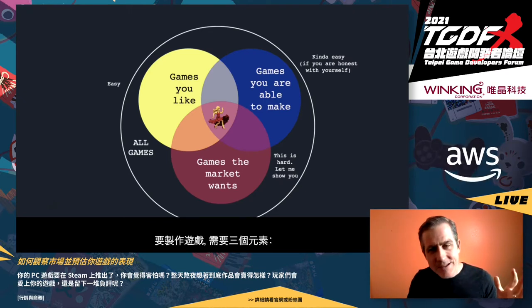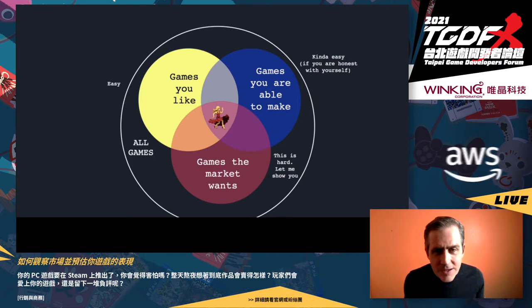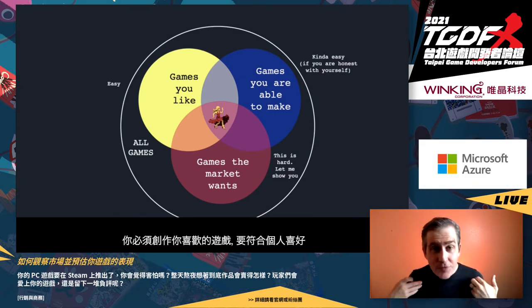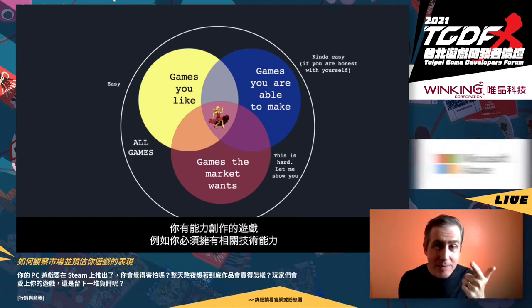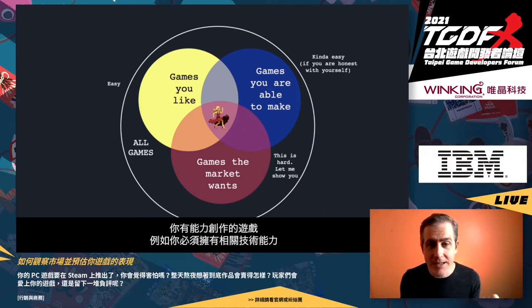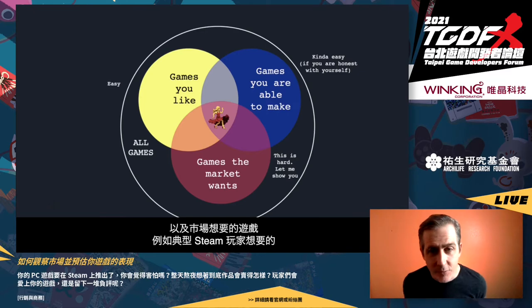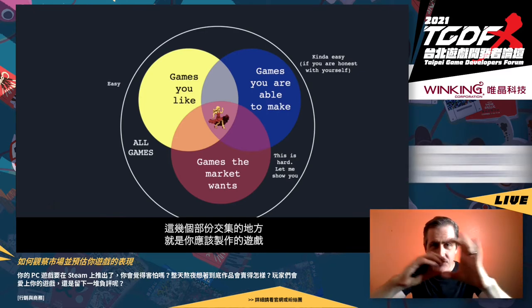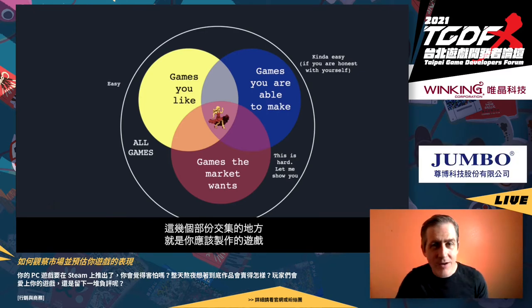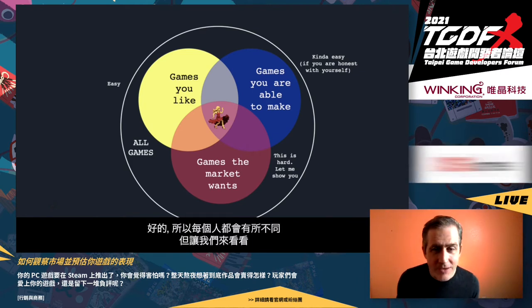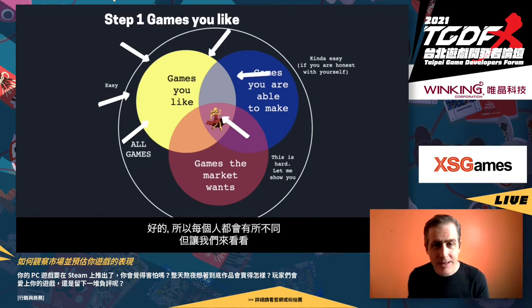But to make a game, there's three parts. You have to make a game that you personally like, games that you're able to make, like you have the technical ability, and games that the market wants, what typical Steam players want. And where all those intersect is where you should make a game. Okay, so it's going to be different for everybody, but let's take a look.